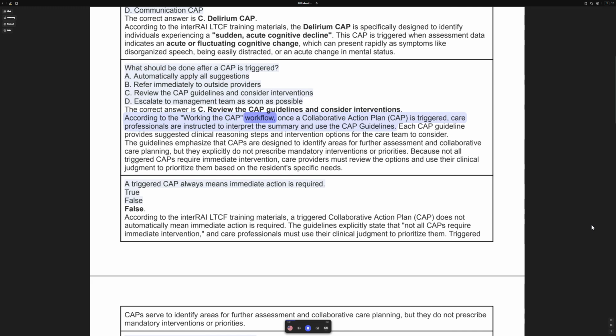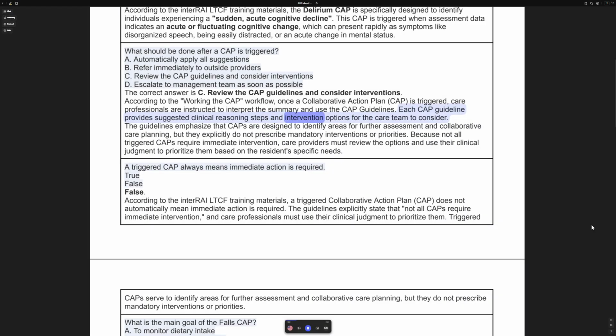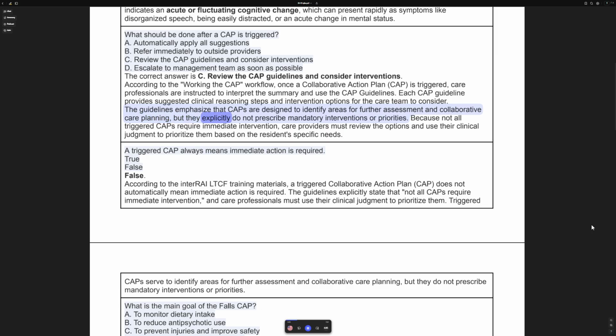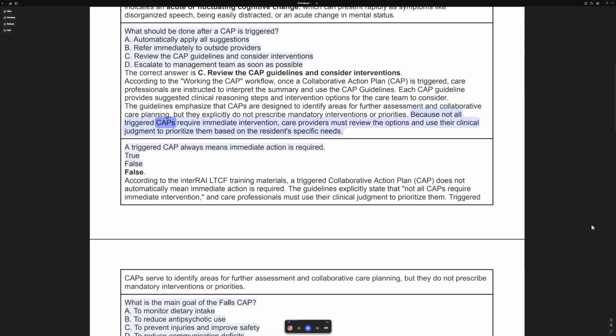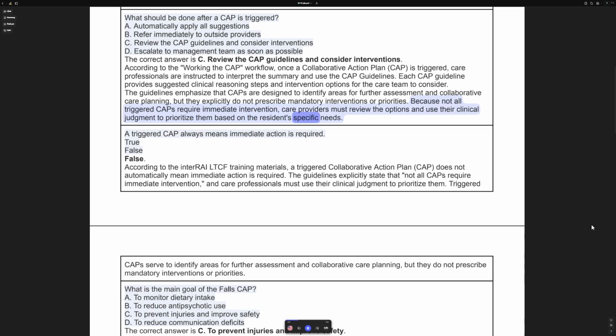According to the Working the CAP workflow, once a collaborative action plan, CAP, is triggered, care professionals are instructed to interpret the summary and use the CAP guidelines. Each CAP guideline provides suggested clinical reasoning steps and intervention options for the care team to consider. The guidelines emphasize that CAPs are designed to identify areas for further assessment and collaborative care planning, but they explicitly do not prescribe mandatory interventions or priorities. Because not all triggered CAPs require immediate intervention, care providers must review the options and use their clinical judgment to prioritize them based on the resident's specific needs.